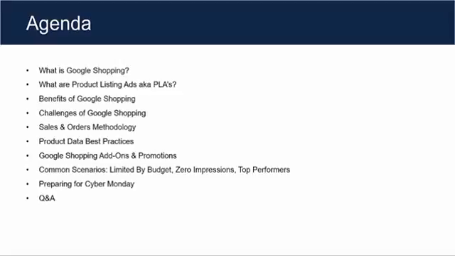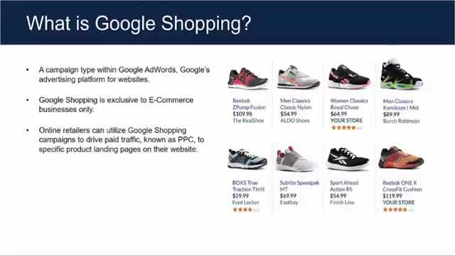end. All right, so what exactly is Google Shopping? Google Shopping is a campaign type within Google AdWords, and it is exclusive to e-commerce businesses. Online retailers generally use Google Shopping not only to send paid traffic to their site, so it's very highly relevant traffic, but also the traffic is going directly to the product landing pages so that people can actually purchase the product as soon as they click on an ad.